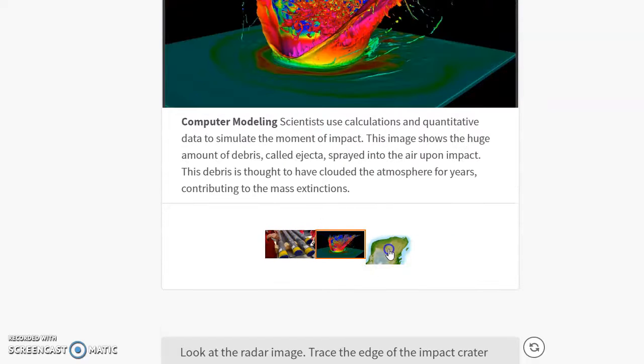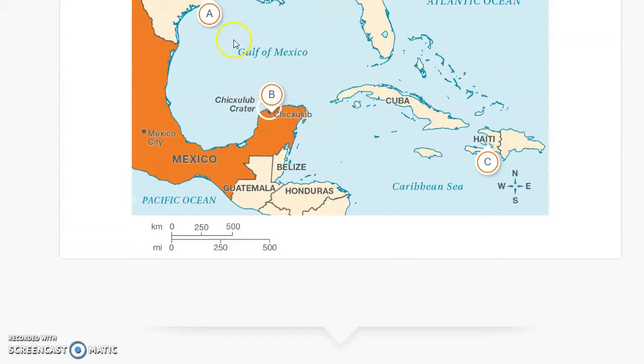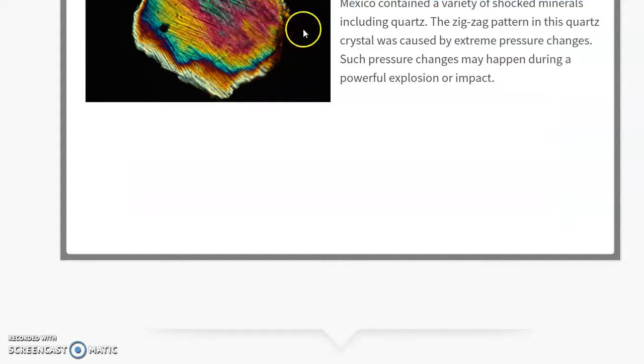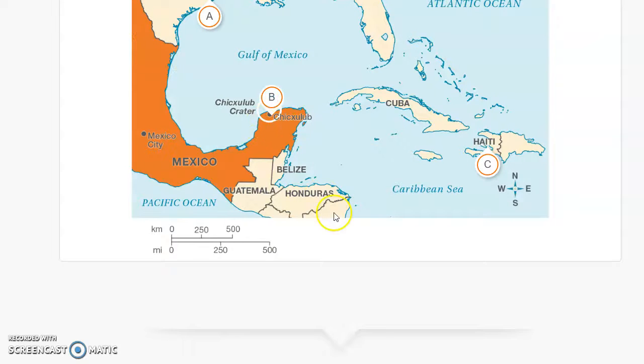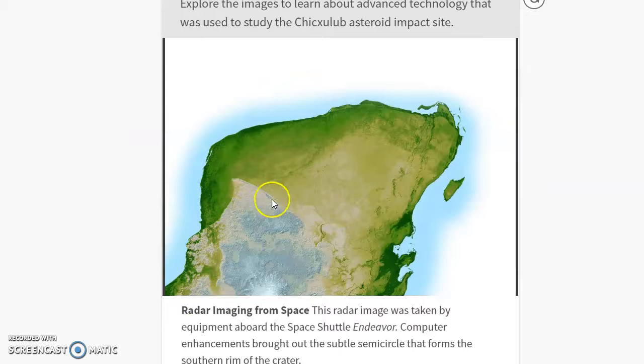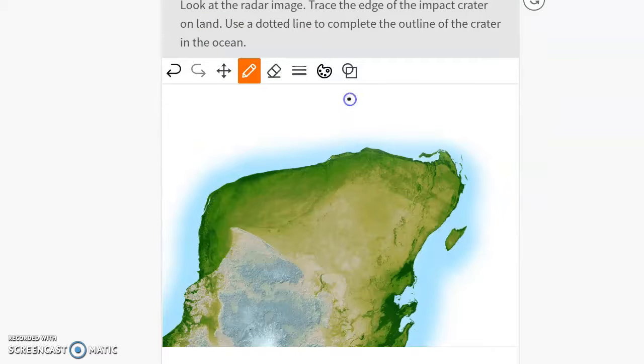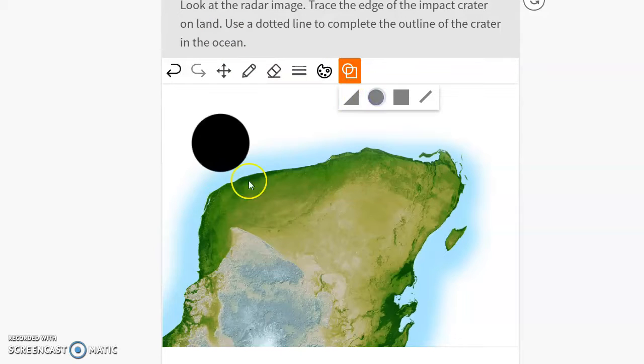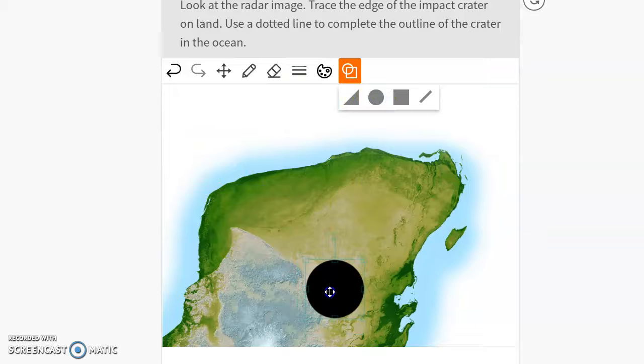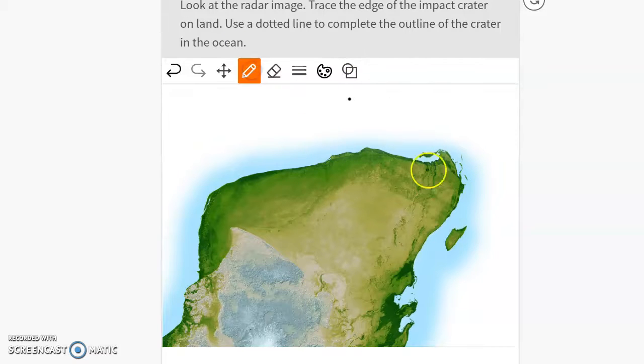Looking at it, I just want to make sure. I'm going to scroll back up here. Right there. Perfect. Okay. The impact of this crater is right here, so I guess I'll put a little circle. I wish I could make it clear. Trace the edge. Okay, if you gotta trace the edge, you gotta trace the edge. So here's this to trace.